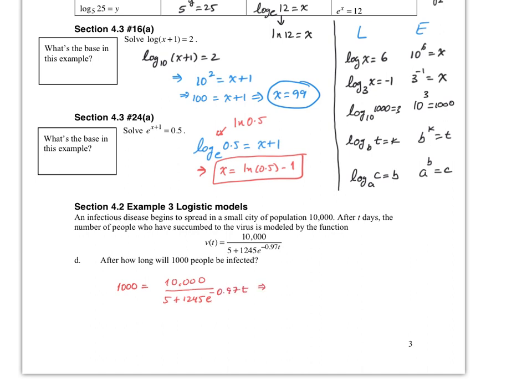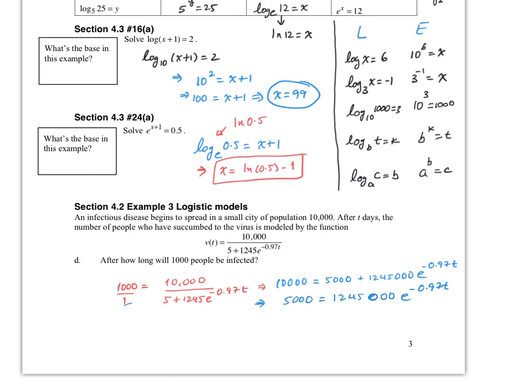Now, if you cross multiply, remember there is a 1 in here. So 1 times 10,000 is going to give you 10,000. And on the other side, you're going to multiply 1,000 times this. And you should definitely check this with a calculator. This is 5,000 plus 1245, then 3 zeros, e to the minus 0.97 t. This simplifies to 10,000 minus 5,000 will give you 5,000. And this equals 1245,000 e to the minus 0.97 t.